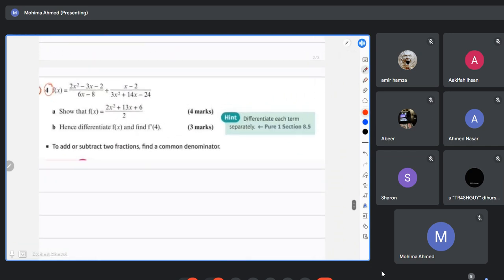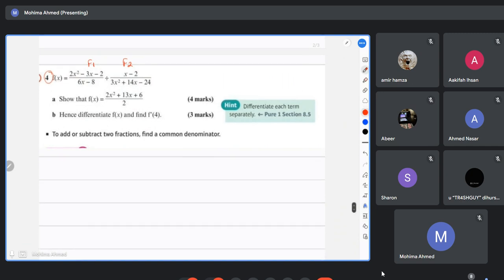Okay, now in question 4, they have again provided you with two fractions, right? And the two fractions are divided with each other. That means what will happen? This will be getting inverted. The second one always gets inverted and then gets multiplied with the first fraction, right? This is your F1 and this is your F2. F2 will get inverted and then gets multiplied with the F1 fraction. You have to show this one for part A and then differentiate it. This is actually not part of the question.